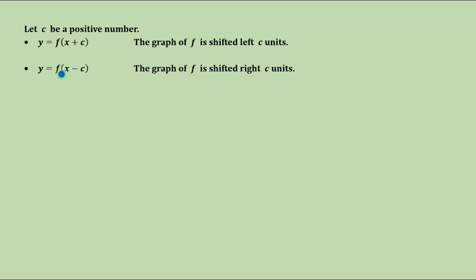So let's make some conclusions here. If you have a positive number, when you add that number to the input, when you add that number inside to x, then that has the effect of shifting the graph to the left c units. If you subtract a given positive number from your input, that moves the graph to the right. Again, the opposite of what you think for inside changes.